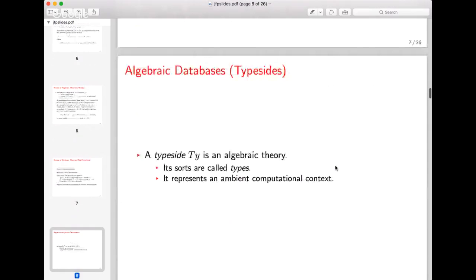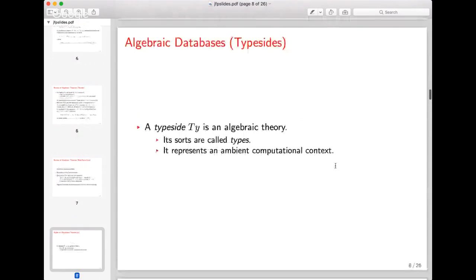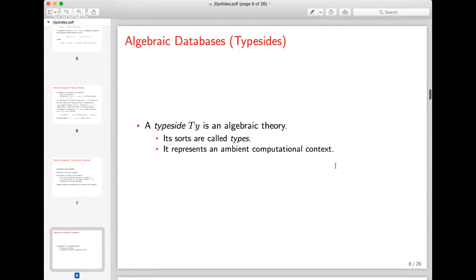Okay, so now onto the new material. What are algebraic databases? Well, we start by defining something called a type side. So a type side is just an algebraic theory, and we call its sorts types. And the idea here is that a type side is an algebraic theory that will represent an ambient computational context within which we are doing functorial data migration.